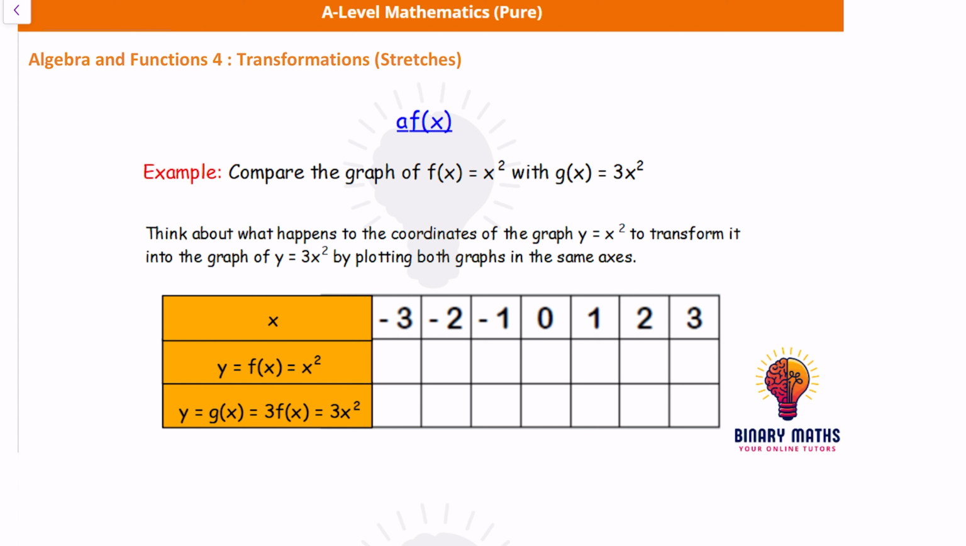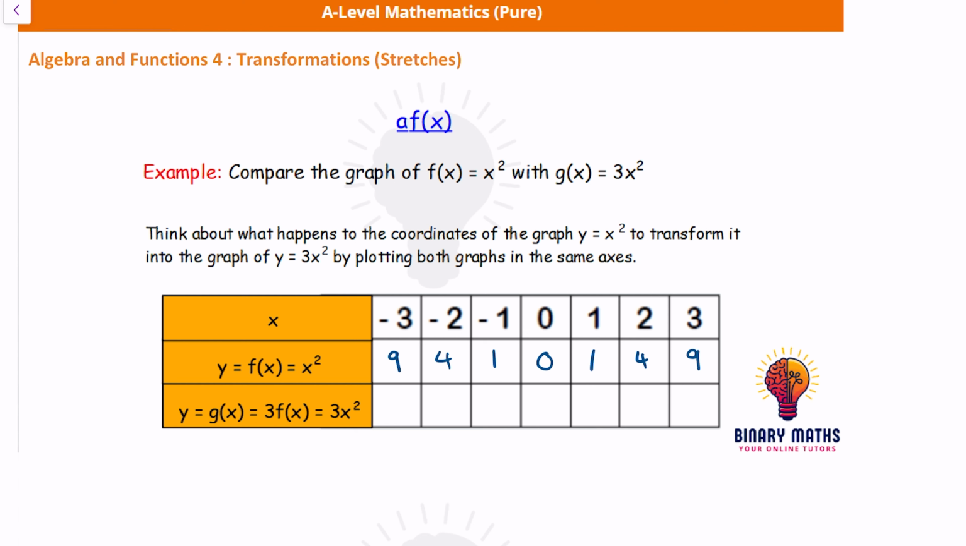Let's compare the graph of f of x equal to x squared and g of x, which is equal to 3x squared. Think about what happens when you transform y equals x squared to y equals 3x squared by plotting both graphs on the same axes. If y is equal to f of x, which is x squared, then minus 3 all squared will be 9, minus 2 all squared will be 4, minus 1 all squared will be 1, 0 squared is 0, 1 squared is 1, 2 squared is 4, and 3 squared is 9.